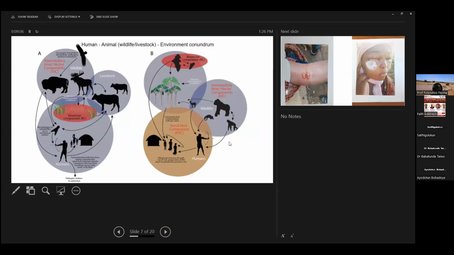It's a conundrum because it has the human component, the animal component, and the animal component is also wildlife and livestock, and has the environmental component. Briefly, let me give you the story. In Kenya, the Maasai actually call anthrax early rain disease. Why? Because at the beginning of rains, it occurs a lot. And why does it occur a lot during the beginning of the rains?